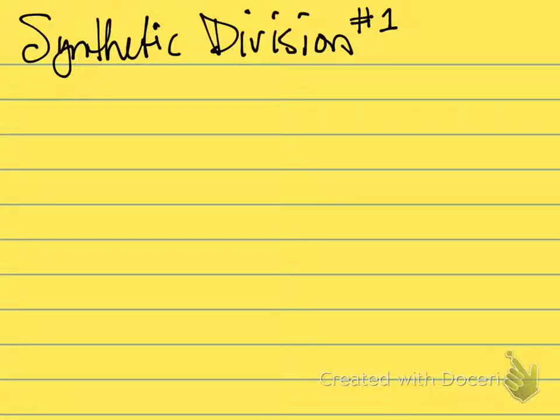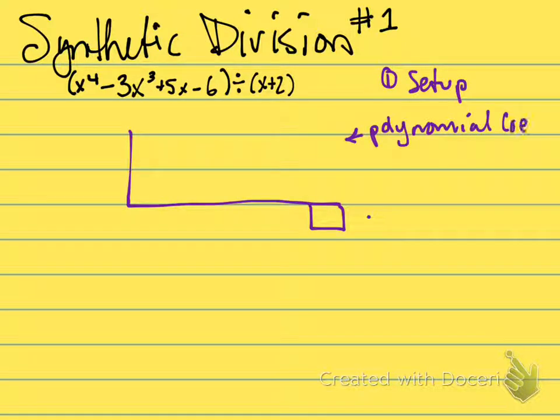All right, the moment you've all been waiting for, synthetic division. So if we had to divide this polynomial by x plus 2, first thing we're going to do is set it up correctly. So that says polynomial coefficients, and you got to make sure you include the placeholders.